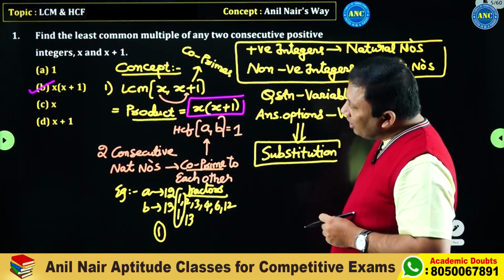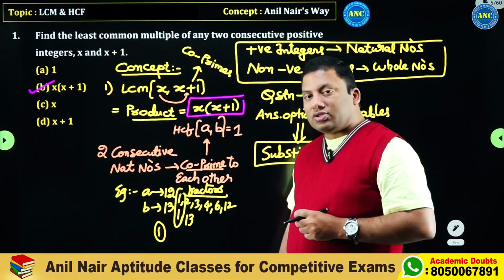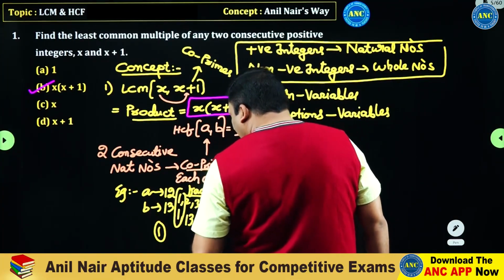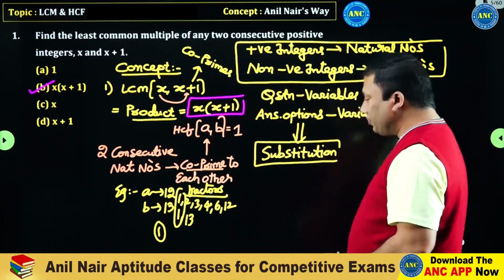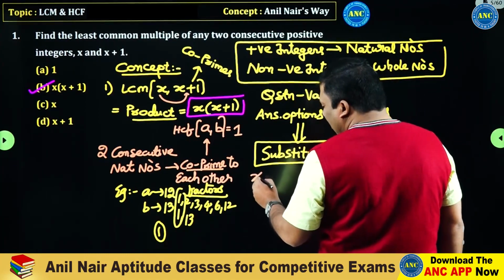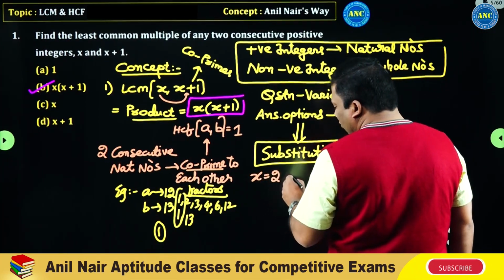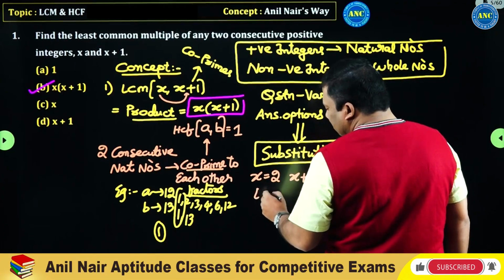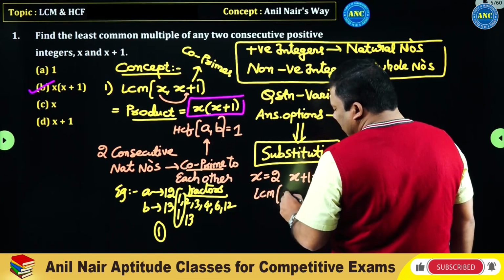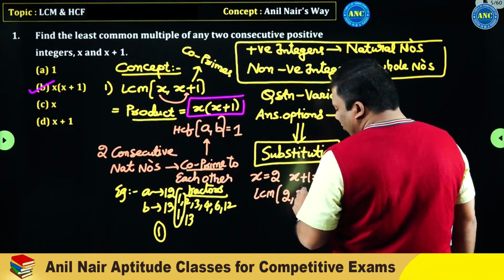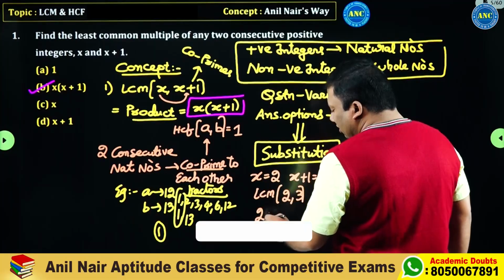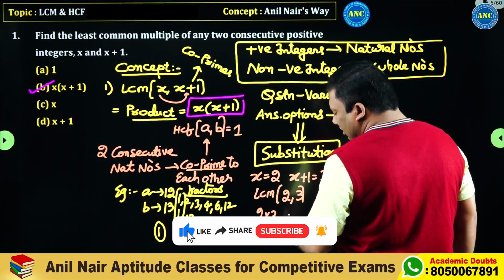Next one. Sir, you wrote something here, what is it? The question has variables, the answer also has variables, then the substitution method will be used. Sir, what is the substitution method? Substitute any natural number. X is 2, so x plus 1 will be 3. So, the LCM of 2 and 3. It is easy to visualize with numerical values. The LCM of 2 and 3 is 2 threes are 6.